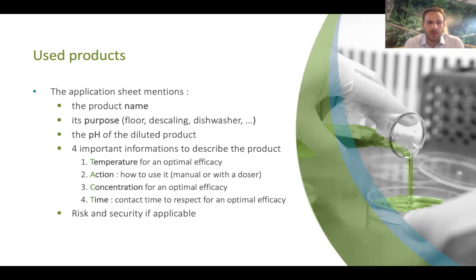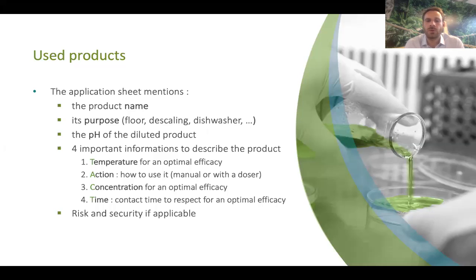The 4 important pieces of information are also on that sheet. So you have the temperature, action, concentration, and time. The temperature is a very important parameter because if you don't reach the optimal temperature, the cleaning cannot be efficient. With an acid product, most of the time we ask you to use a low temperature, because if you go to a high temperature, you may have some steam, and the steam is not really good for the operators. So we are trying most of the time to avoid the high temperature.